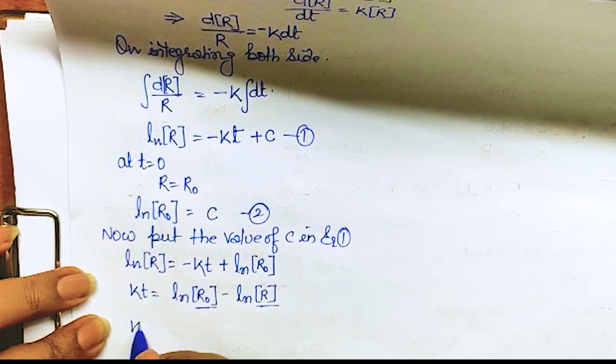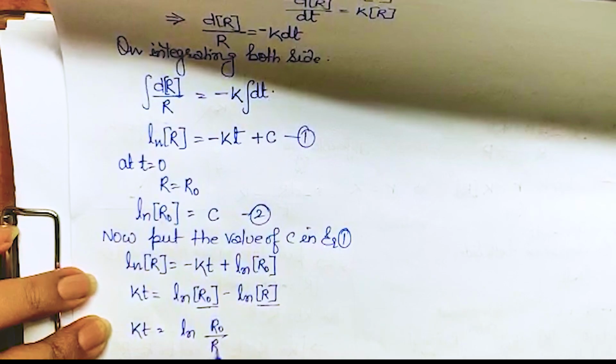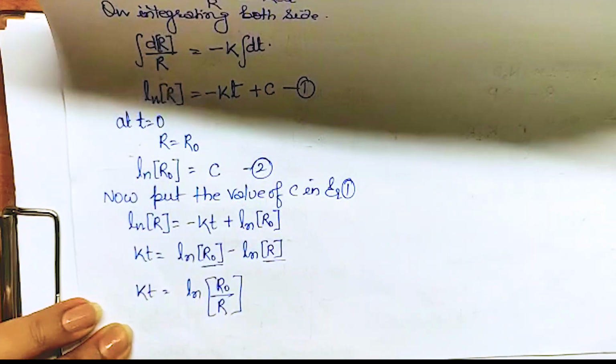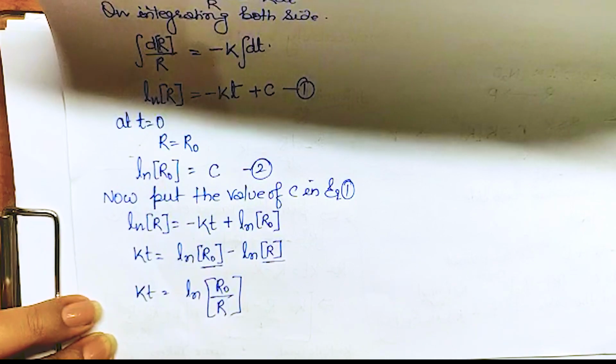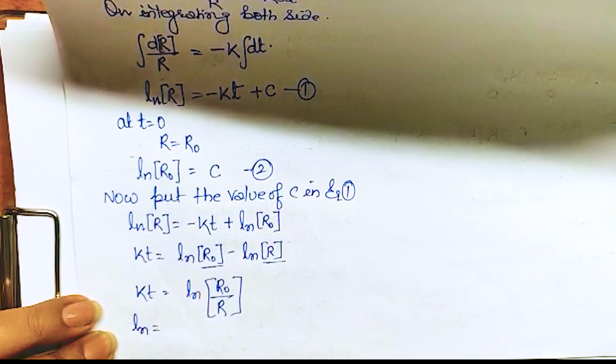So what it will be? Log m upon n. Isn't it like this? Yes. And we know that in ln no value is given. We cannot find the value in ln. So what we will do, we will convert it into log.